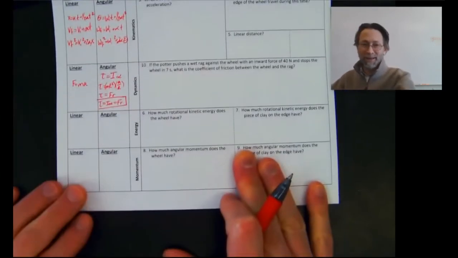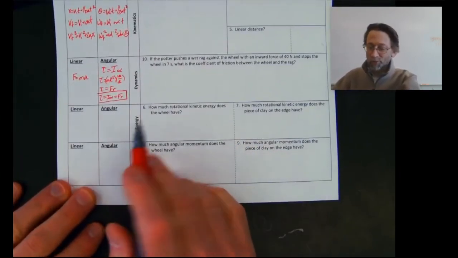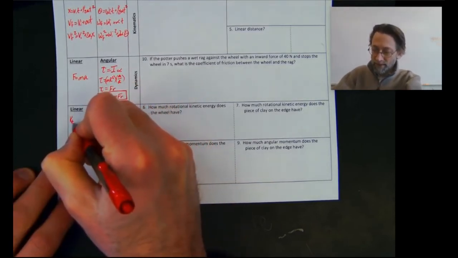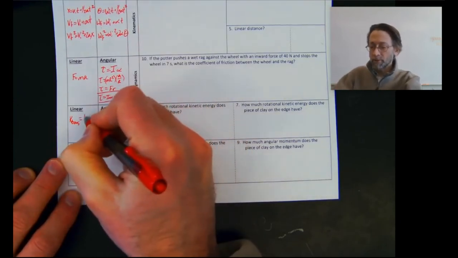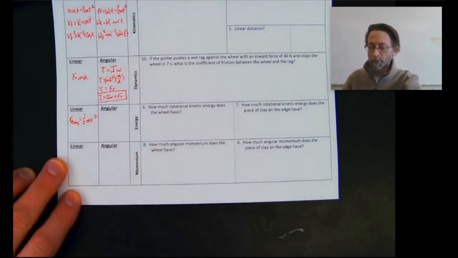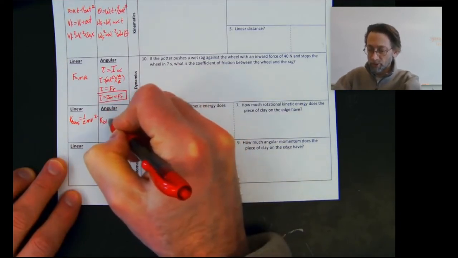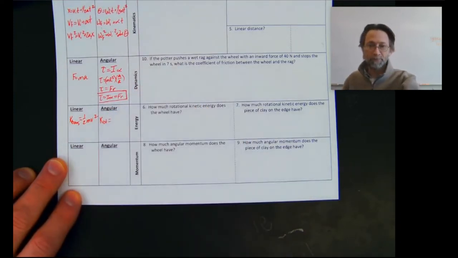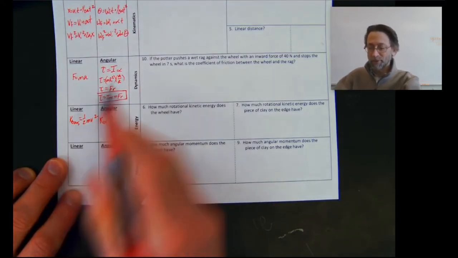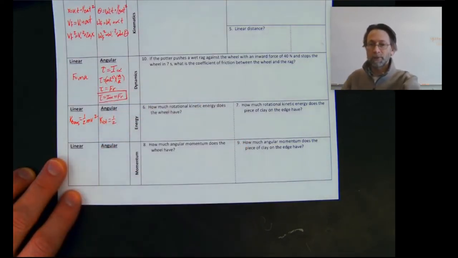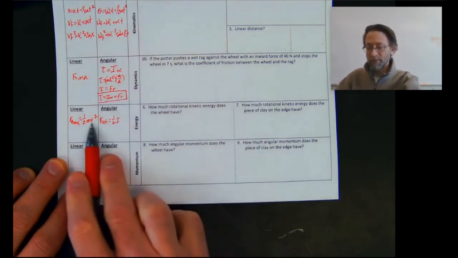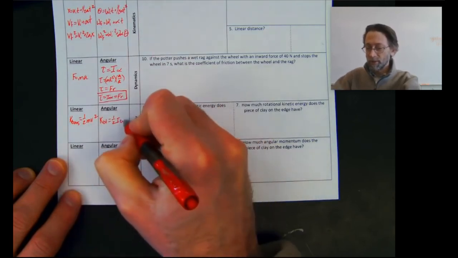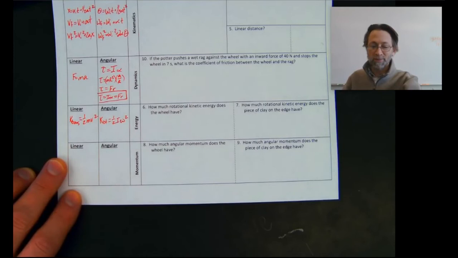Okay, so next one, we're going to talk about energy. If I have kinetic translational energy, and remember translational means linear, it is equal to 1/2 mv squared. What is my kinetic rotational equation going to be? It mirrors this one, 1/2. What's the mirror for the inertia? It's going to be I. And what's the mirror for the velocity? It's going to be omega, and then we square it. So that's my rotational kinetic energy, 1/2 I omega squared.